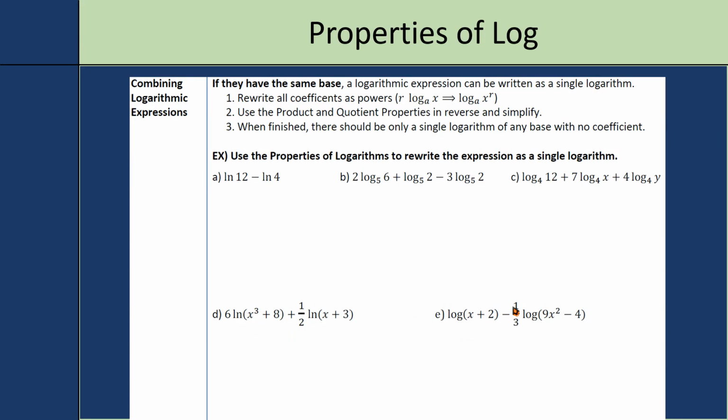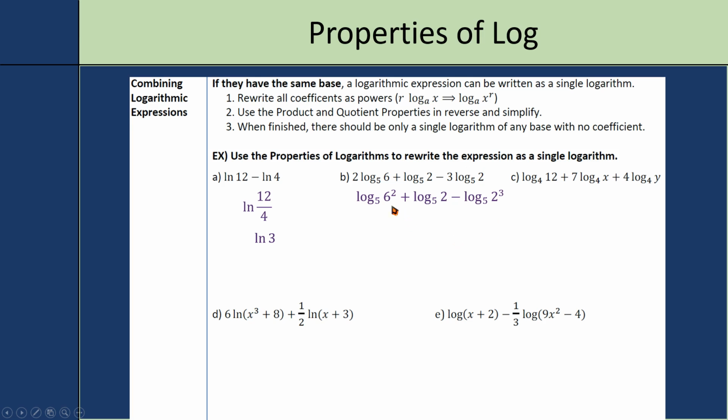Here you want to combine them. So ln of 12 minus ln of 4. Subtraction, so you're actually dividing. So ln of 12 over 4, which is ln of 3. I would need a calculator to do this, so I stop there. Same thing here. This is an exponent, so move the 2 to the top. So log of 6 squared plus log base 5 of 2 minus log base 5 of 2 cubed. Move the 3 to the exponent.